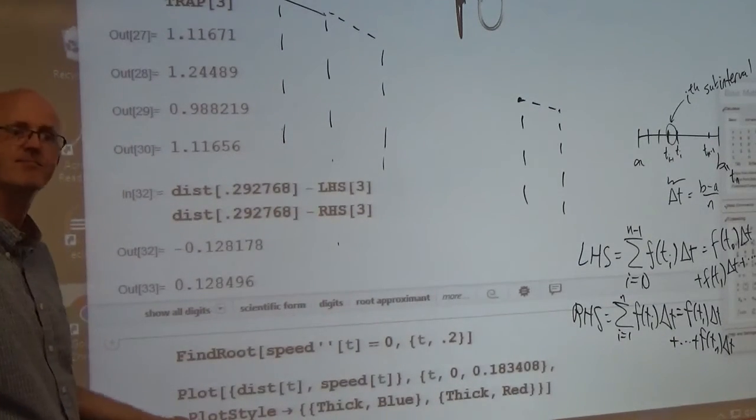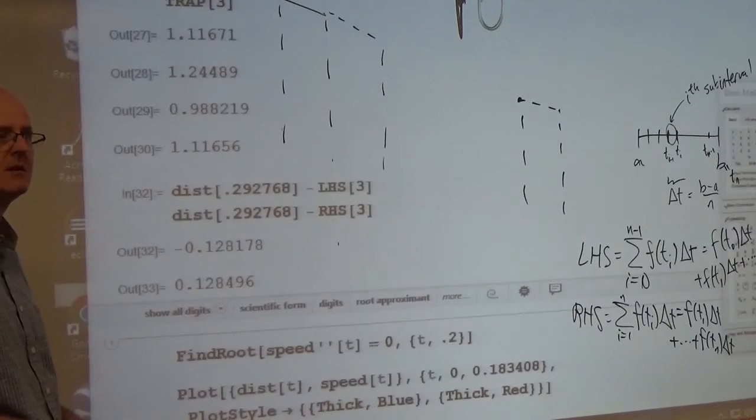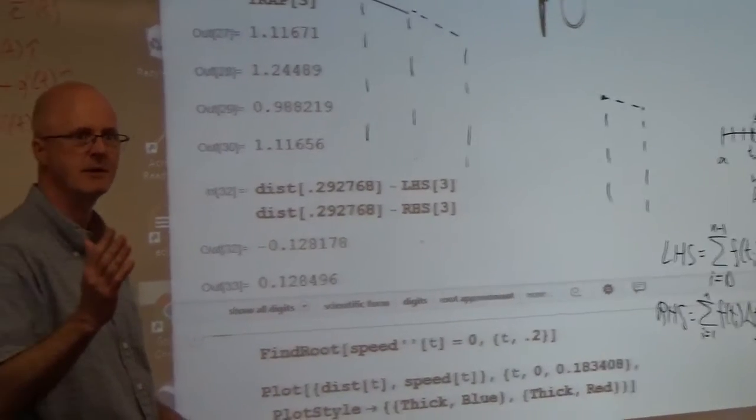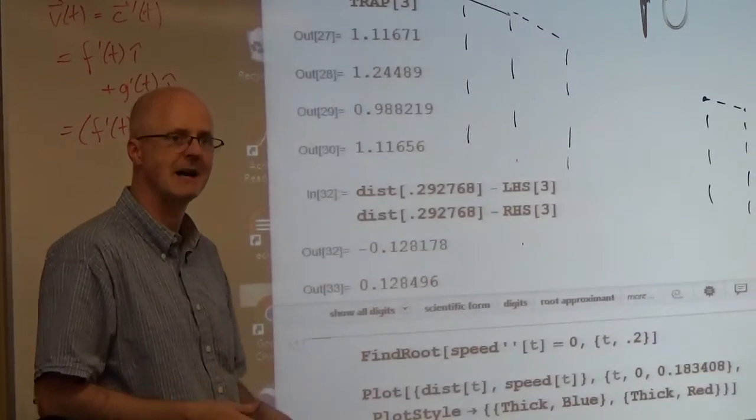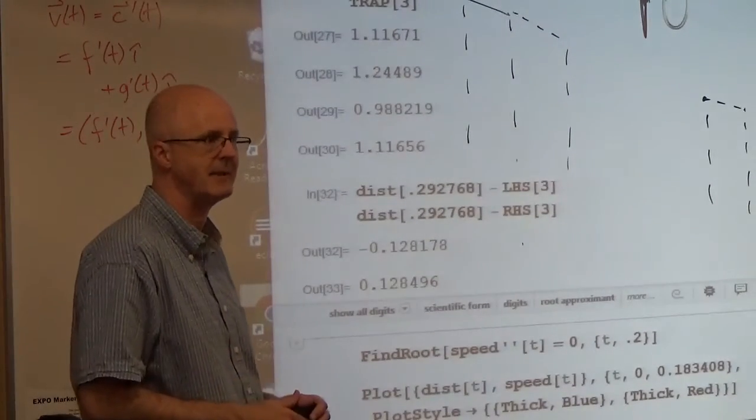And that's pretty typical for monotone decreasing or monotone increasing functions, that your left and right hand sums have opposite signs and are approximately the same in absolute value.